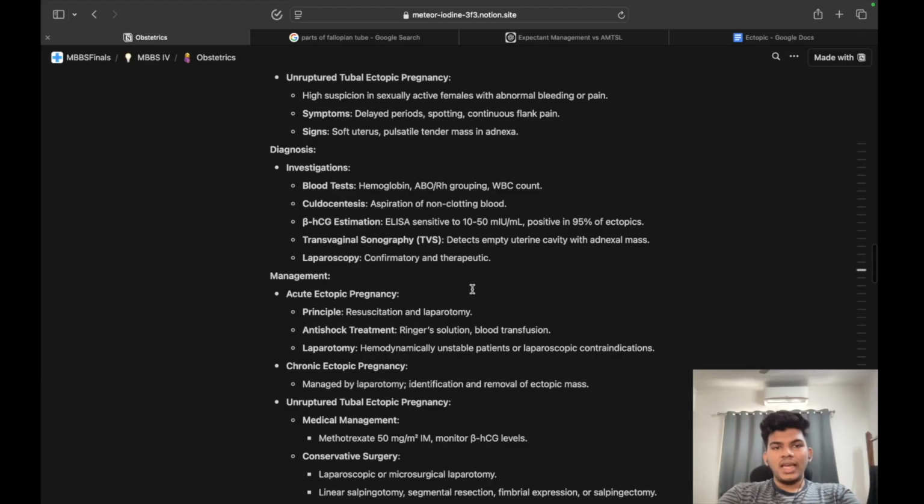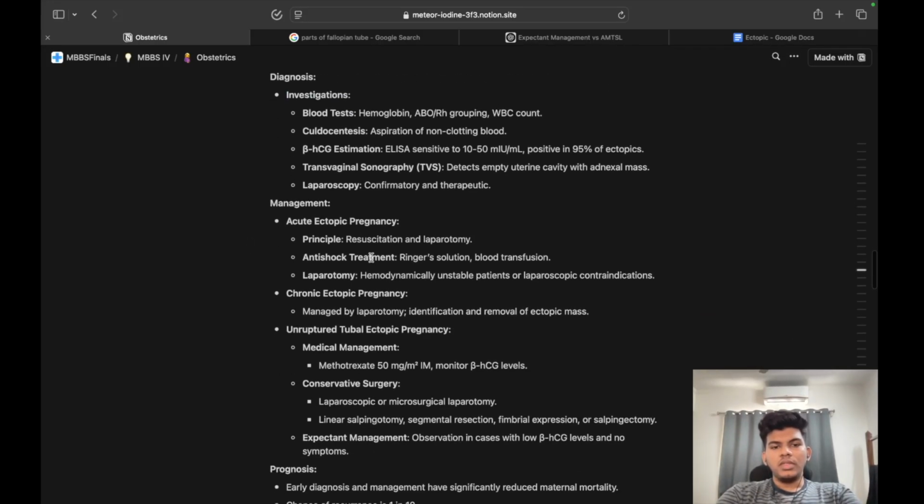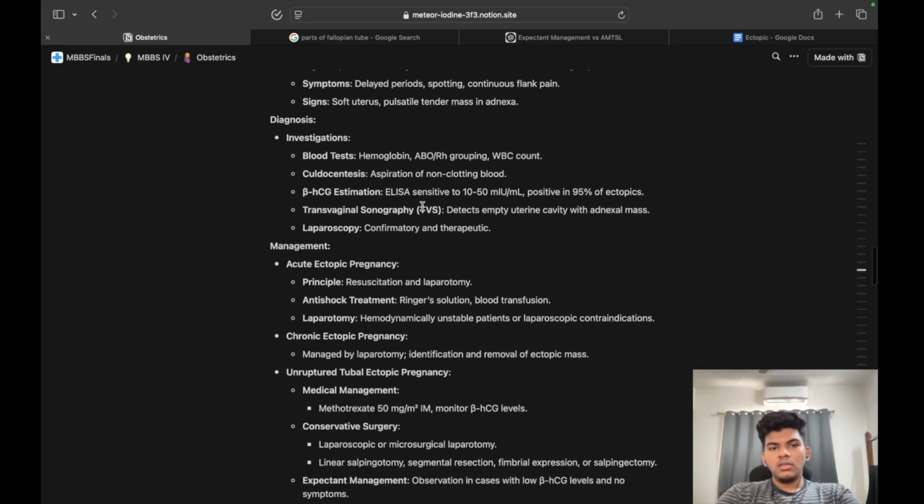Next, coming to the diagnosis, investigations and treatment. For investigations, we have blood tests: hemoglobin, ABO-RH grouping, WBC count, and culdocentesis, aspiration of non-clotting blood, and then beta HCG estimation.